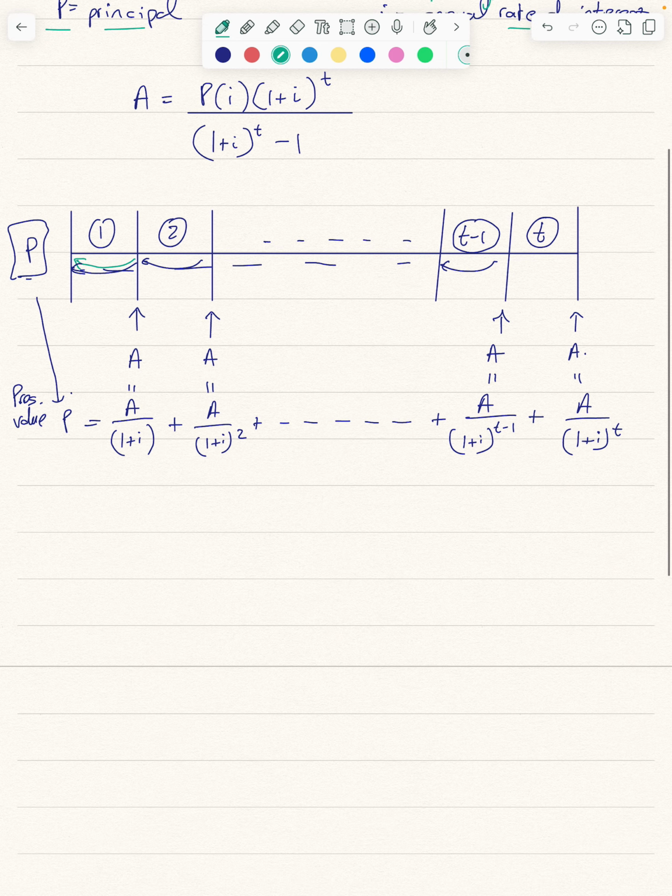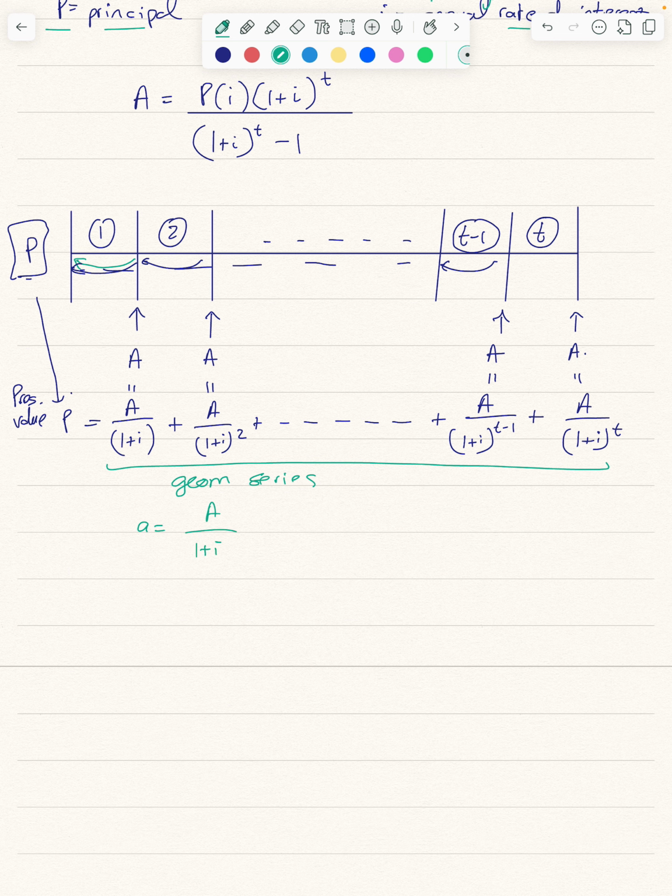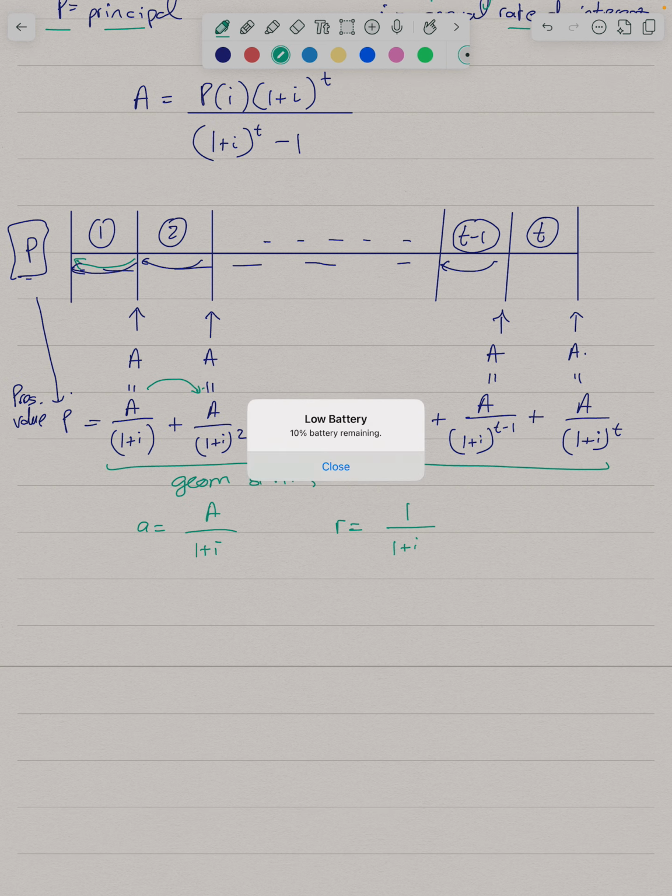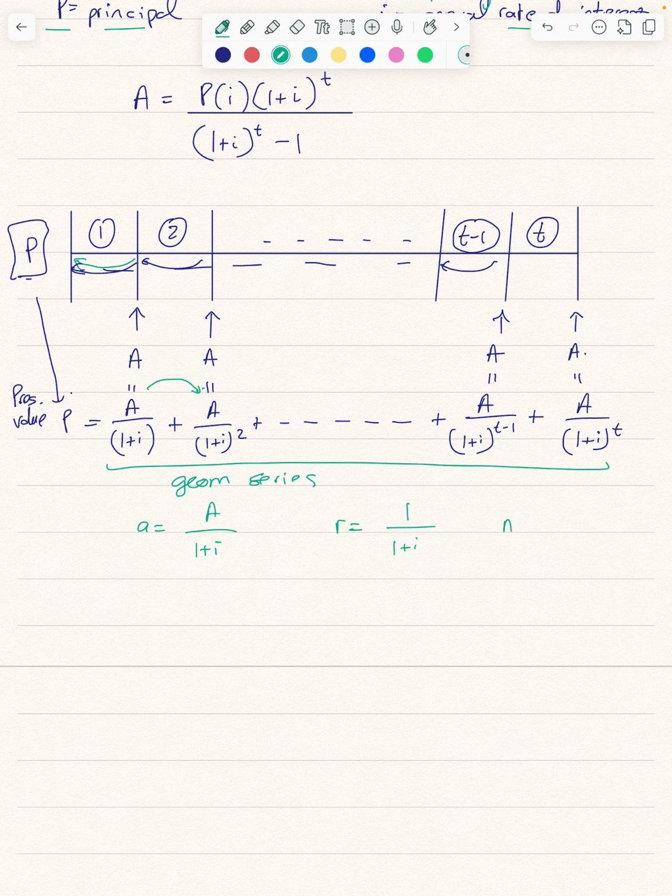So what we have here on the right-hand side of the equation is a geometric series with the first term, little a, using notation from the log tables, equal to A over 1 plus I. The common ratio r is equal to 1 over 1 plus I, because we multiply each term by 1 over 1 plus I to get the next term. And then n, the number of terms, is equal to this value up here, t. There are t terms in that sum.